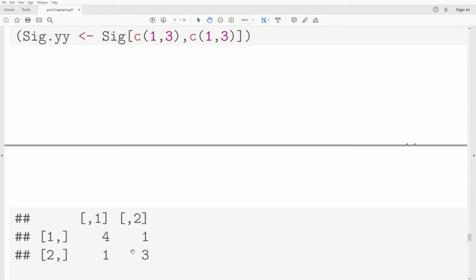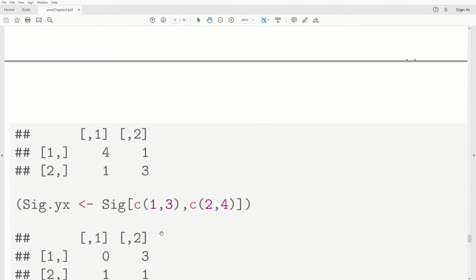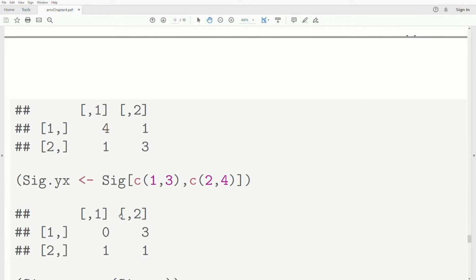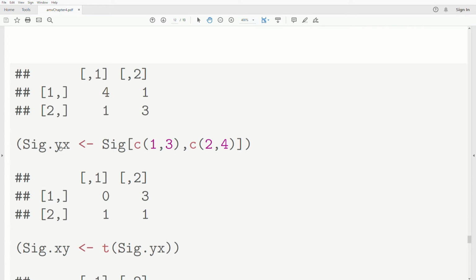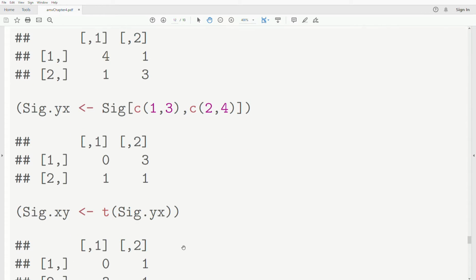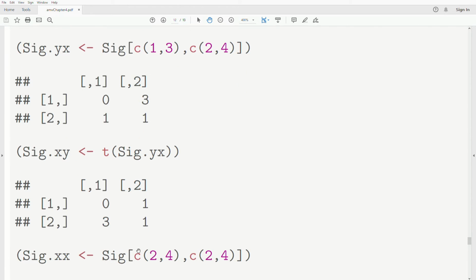And if you rewind to the previous example, that's exactly what it was. Now for this sigma sub yx, we want the 1 and 3 rows, but the columns for x are the 2 and the 4. And so this produces this matrix, which is exactly what we used in the example. Now sigma yx is the transpose of sigma xy, so I just transpose it and we get this, which is what we used up in the example.